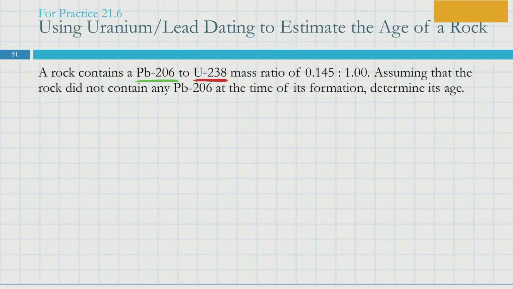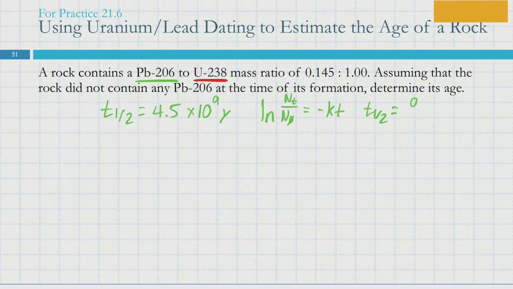Yeah, so we need a couple of pieces of information. Our half-life, 4.5 times 10 to the 9 years. We're going to be using the same other equations. Nt over N naught equals negative KT, and T1/2 equals 0.693 over K.